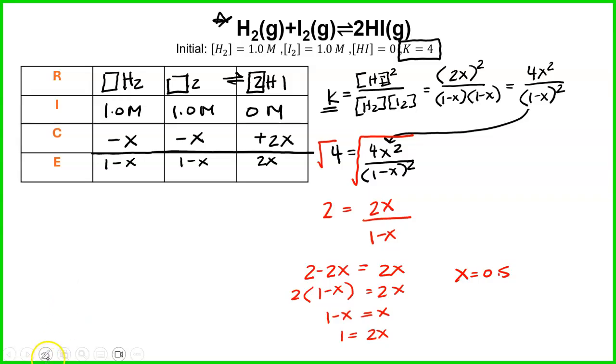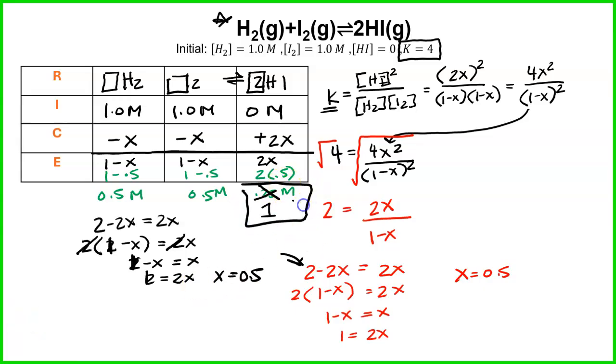So I'm going to bring that back up to my rice table and solve for the concentrations at equilibrium. So 1 minus the 0.5, 1 minus the 0.5, and 2 times the 0.5. So my equilibrium concentrations, I'll be able to find them now. The equilibrium concentration of hydrogen is 0.5 molar. Same for the I2. And then the concentration of HI is going to be 2 times the 0.5, or 0.25 molar. This concentration here should be 1 molar, not 0.25 molar.